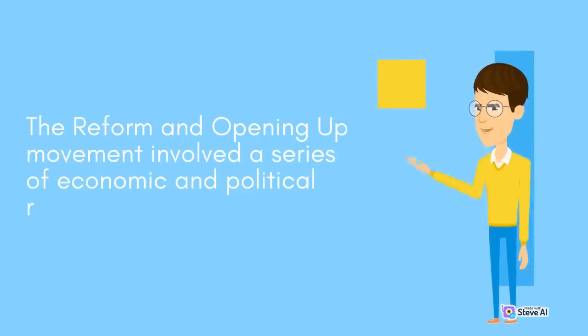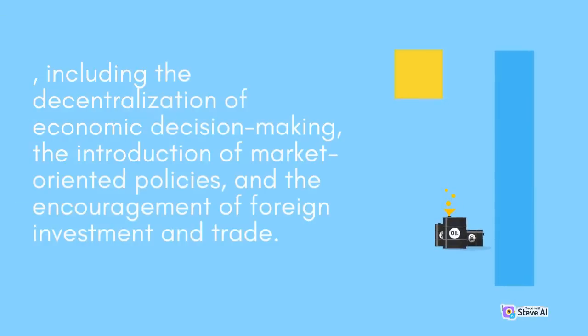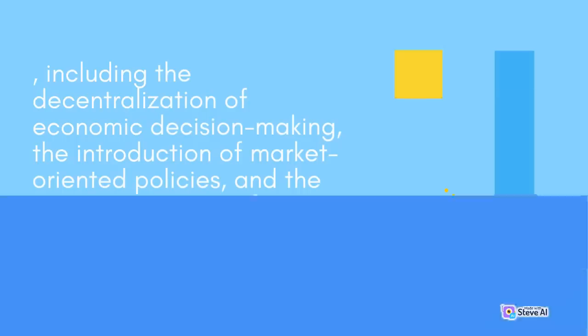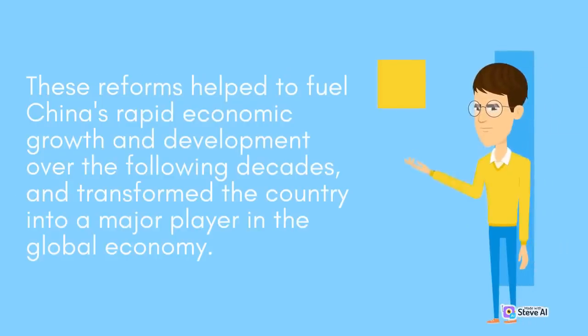The Reform and Opening Up movement involved a series of economic and political reforms, including the decentralization of economic decision-making, the introduction of market-oriented policies, and the encouragement of foreign investment and trade. These reforms helped to fuel China's rapid economic growth and development over the following decades, and transformed the country into a major player in the global economy.